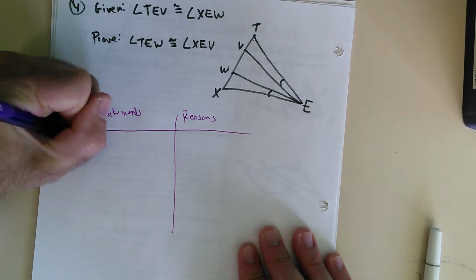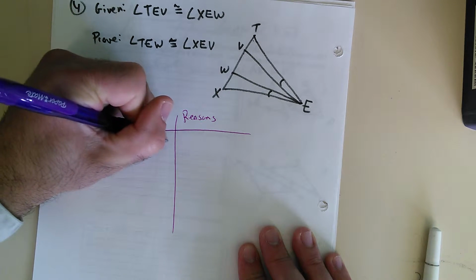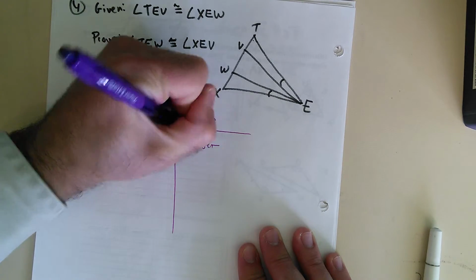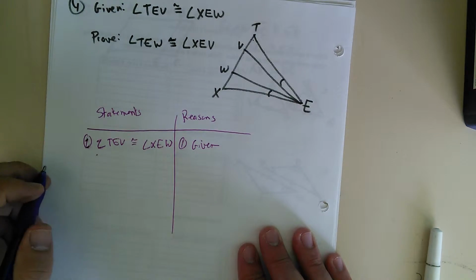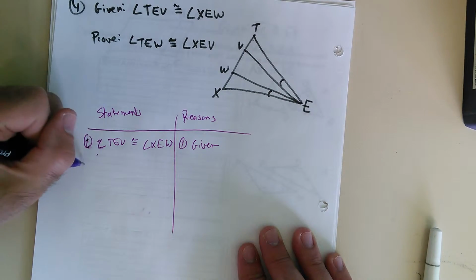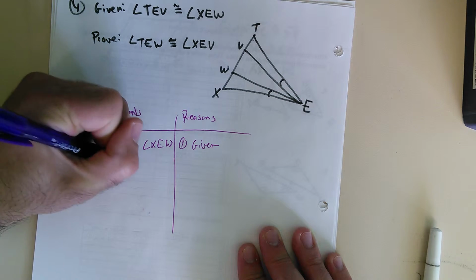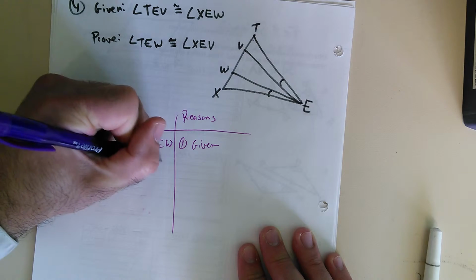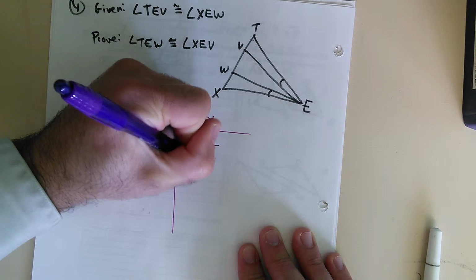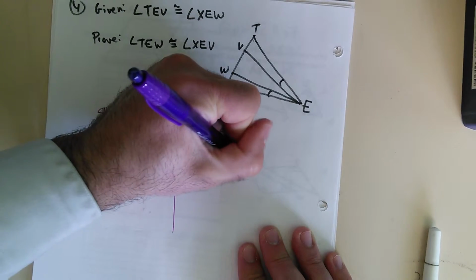So again, our given is TEV is congruent to XEW. That's our only given. So what I'm going to want to do now is add VEW to both. First I have to tell you that VEW is congruent to itself. VEW is congruent to VEW. And that we called in class the reflexive property. Reflexive property, that something's equal to itself.